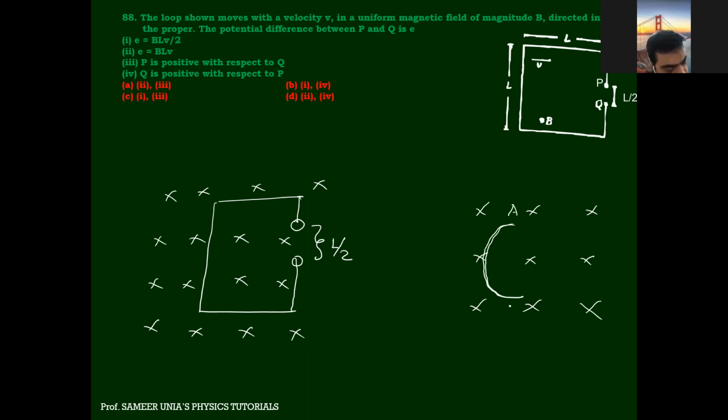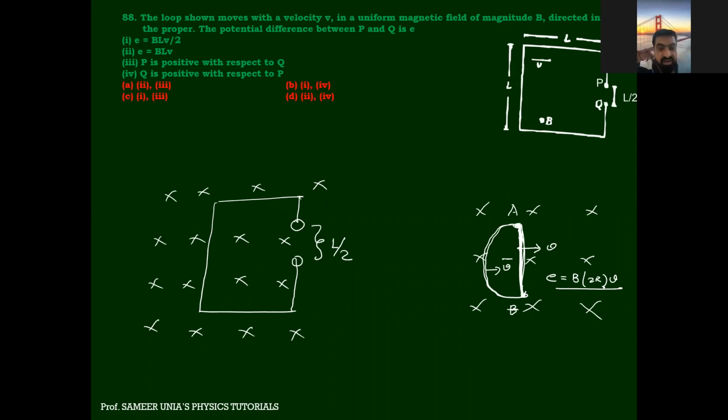What has to be done? What should I do? Take the displacement, make it a rod, an imaginary rod. What will be the EMF induced? BL, but L is 2R into V. Do you agree with me?